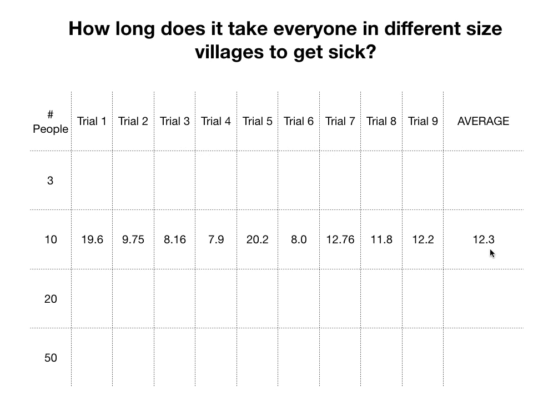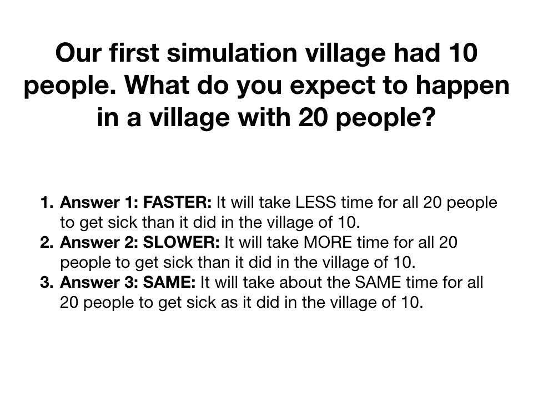As it's 12.3 seconds in our simulator, we represent that as 12.3 days in real life. So that's really interesting. But our first simulation had just 10 people. What do you expect to happen in a village with 20 people?